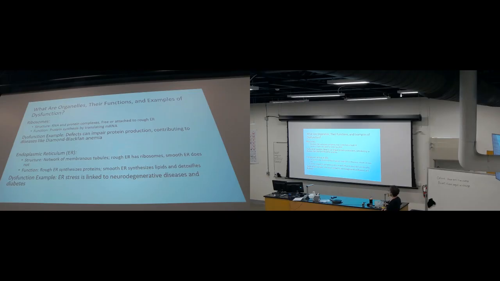Endoplasmic reticulum. It's a network of tubules made of a lipid membrane. And the one that has ribosomes is going to be called rough ER, while the one that doesn't have ribosomes is going to be the smooth ER. And the rough endoplasmic reticulum, because it has these ribosomes, it will be making proteins, while the other one, the smooth, makes steroids, lipids, and detoxifies the cells.